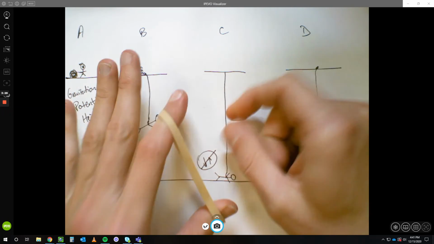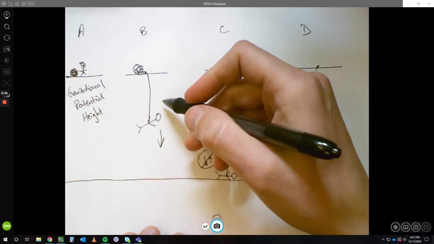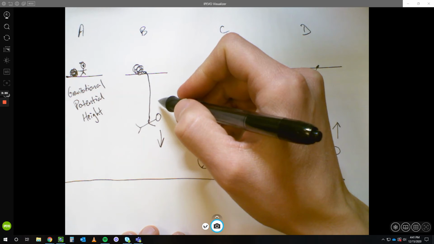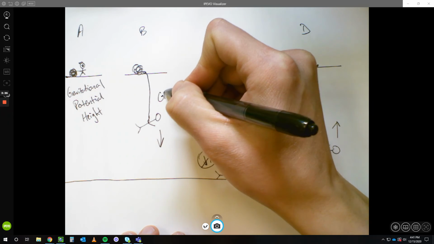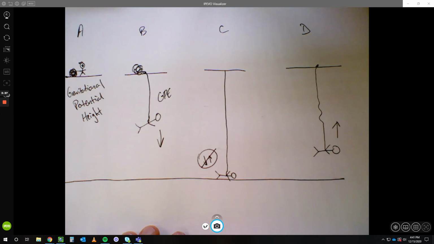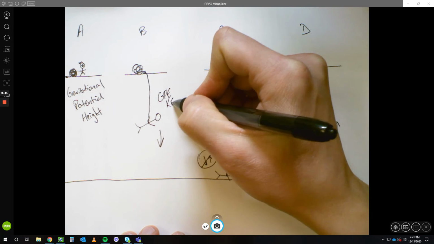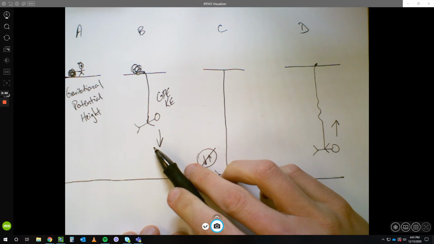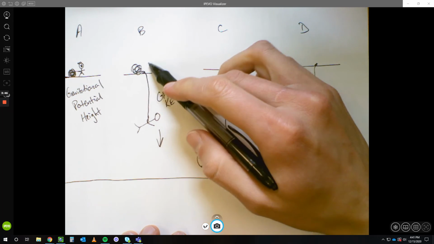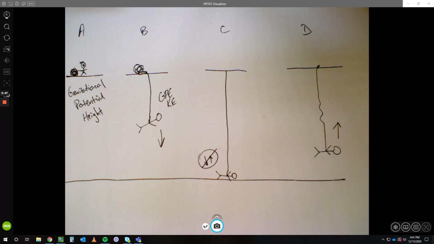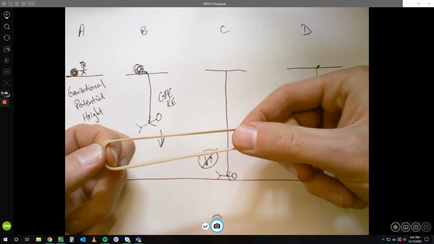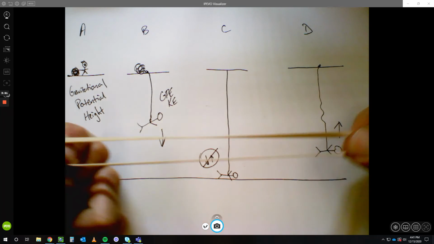Okay? Now, this second position right here, this person is still off the ground, so he still has gravitational potential energy, but he also has kinetic energy. He does not have elastic potential energy yet because when the bungee cord is going out, it hasn't been stretched yet. It's just simply feeding out, but we haven't stretched it yet.